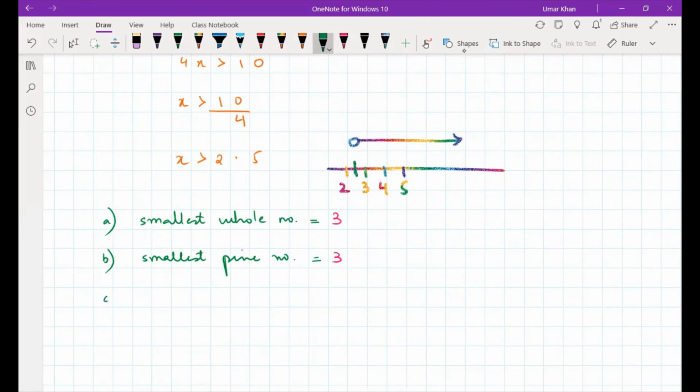Now they're saying find the smallest perfect square. What are perfect squares? Perfect squares start with 1. 1 squared is 1, 2 squared is 4, 3 squared is 9. So what is the smallest perfect square? Exactly, 4 is the smallest perfect square that we have, which is the square of 2.